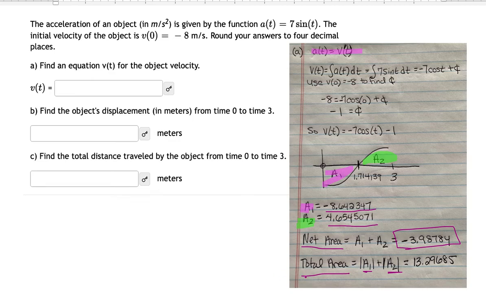When I look at the total distance traveled, which is the total area, I don't care about the negatives and positives. I just want to add up the absolute values of those. So I would get 13.29685. This would represent the net area, and this is the total area of the graph. But in terms of distance, this would be the displacement, and this would be the total distance traveled. That would be our answer to part C. And then, of course, you want to make sure that you round it to the appropriate number of decimal places.